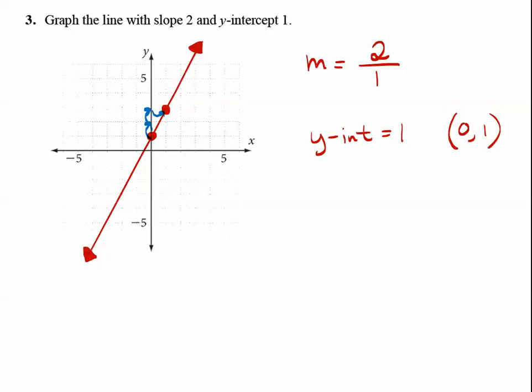So I'll give you a clue here for the next section. I just need my intercept. I need my slope. In fact, I really don't need the intercept. I just need a single point somewhere and a slope, and I'm good to go.